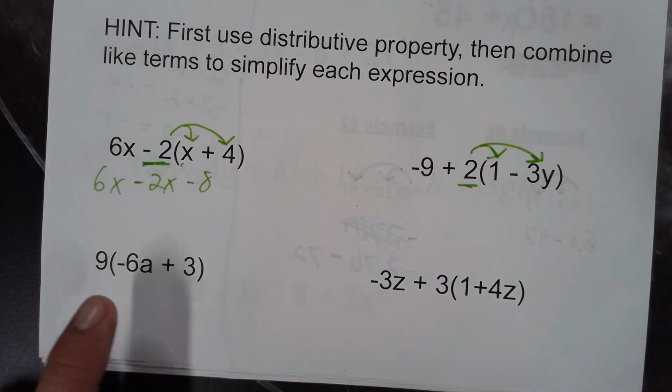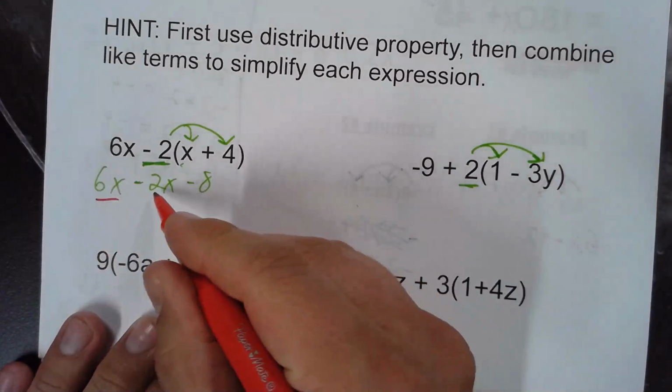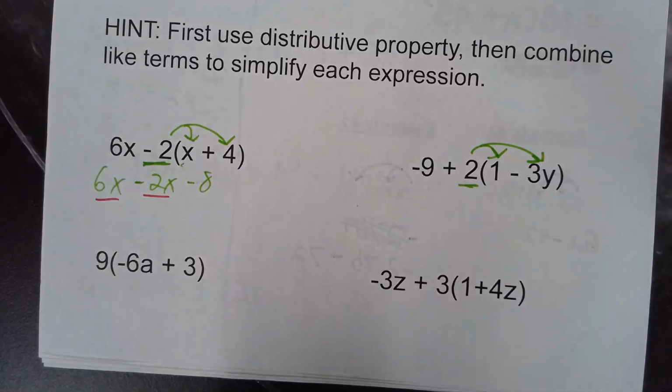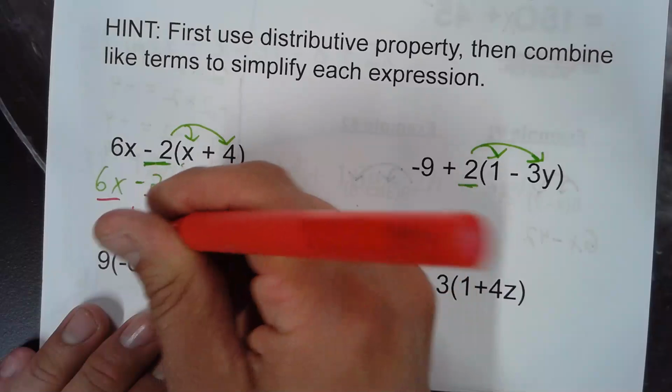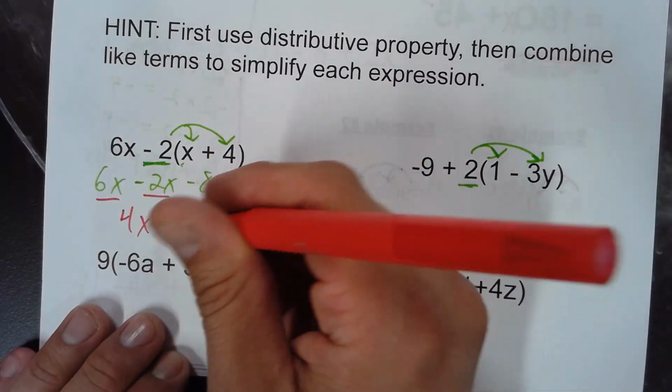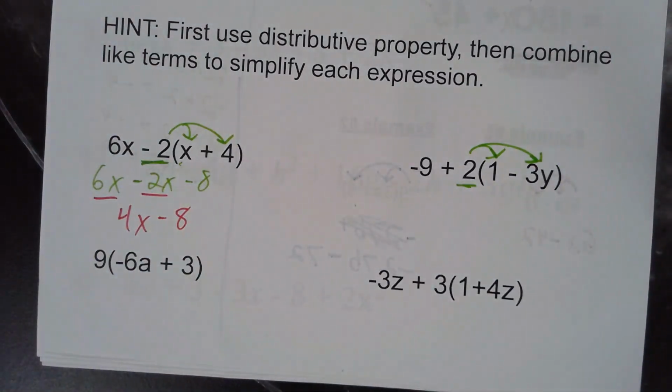Now they want us to combine like terms. So just like we did on Tuesday, we're going to combine like terms to finish the problem. So 6x minus 2x, those are like terms. And that would be, you're right, 4x. The 4x, and then we just bring down the negative 8 because there's nothing else to combine. Okay, did that one make sense?